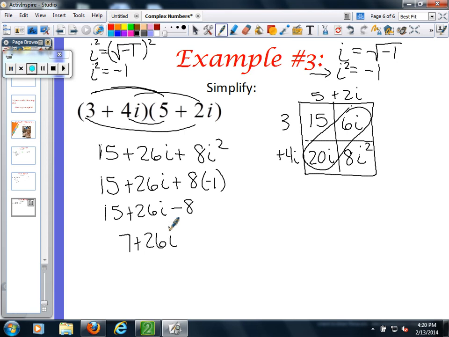It's pretty simple, it's really not all that hard, but you have to remember this right here. This is the key to working with i and doing a lot of the simplification. So make sure you write down your steps, write down any questions you may have.